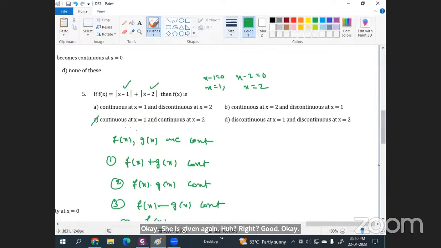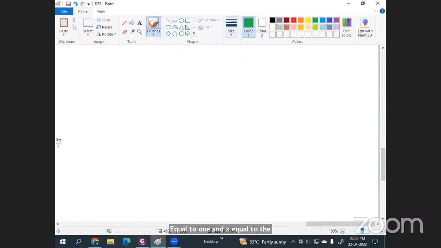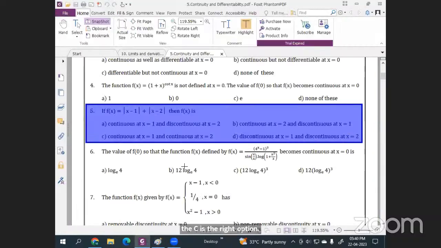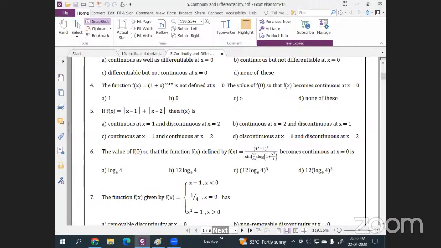Right? Continuous at x equal to 1 and x equal to 2, and not differentiable at x equal to 1 and x equal to 2. That option is not there. Only the C is the right option. Next. I want to do this problem. It's a different question.